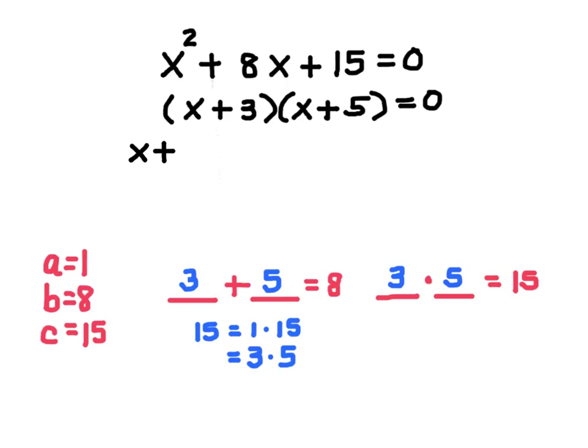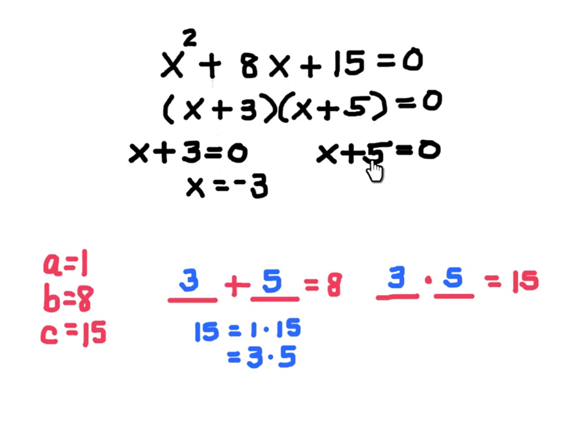x plus 3 is equal to 0, or x plus 5 is equal to 0. If we want to solve this, looking at our first equation, if I add a negative 3 to both sides, I get x equals negative 3. And in the second equation, if I add a negative 5 to both sides, I get x equals negative 5. So the solution to x, what x is equal to, is negative 3 and negative 5.